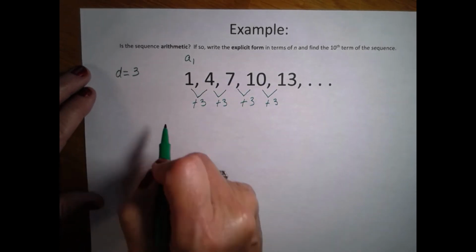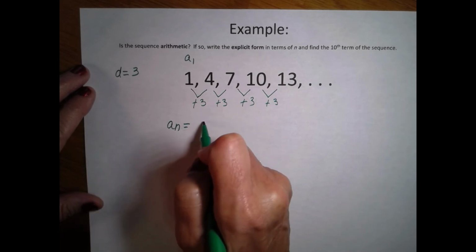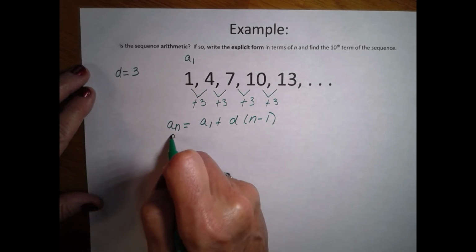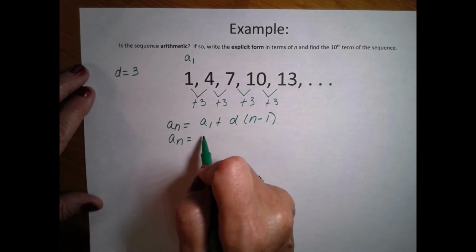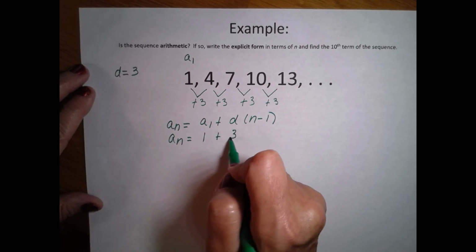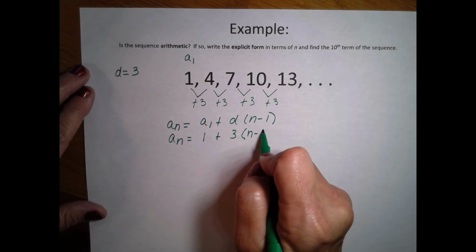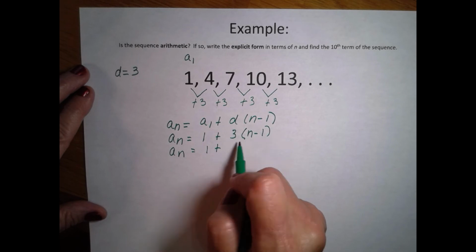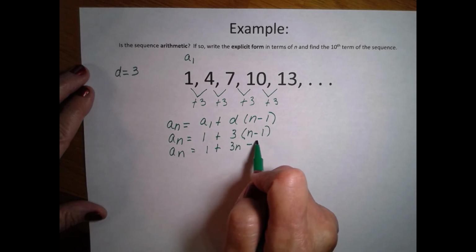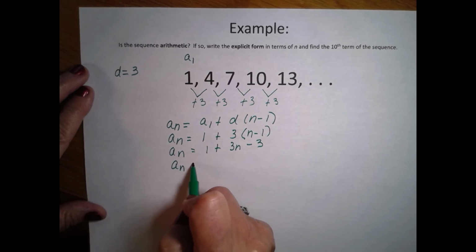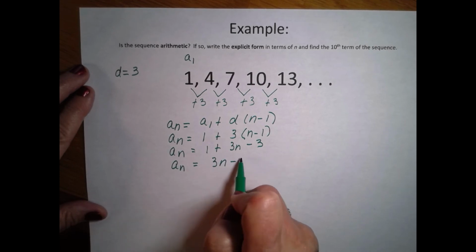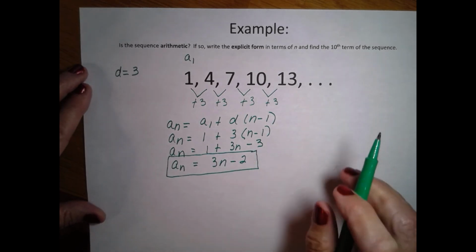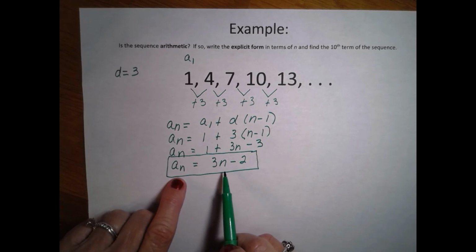We can set our formula up. a sub n is equal to a sub 1 plus d times n minus 1. a sub n is equal to, we just substitute in, 1 plus d, which is 3, times n minus 1. a sub n is equal to 1 plus, I'm going to distribute, 3 times n is 3n, 3 times a negative 1 is a negative 3. Combine like terms, that gives 3n minus 2. The explicit formula for this arithmetic sequence is a sub n is equal to 3n minus 2.